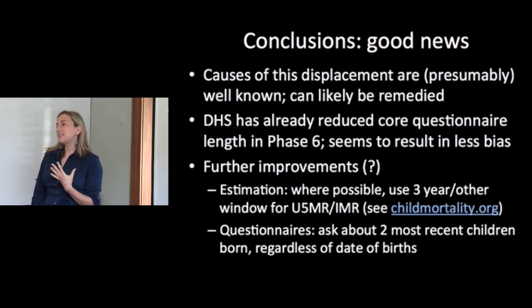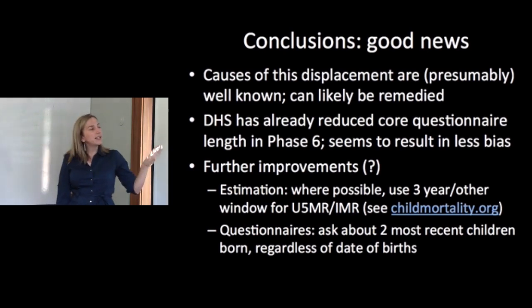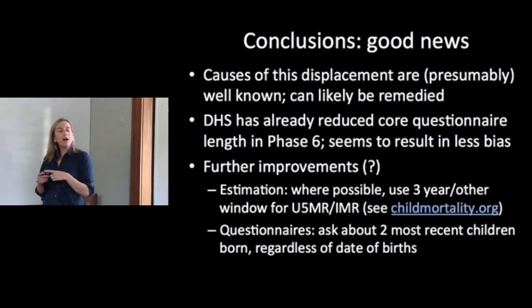Because the reasons for this displacement, at least in large part, if they're due to the length of the core questionnaire, are known, that can be remedied by doing a not fun job of cutting the core questionnaire. In terms of other improvements, if you have a large enough sample, you don't have to use the full 5 years of recent history for the mortality estimation. You can use a shorter time period.